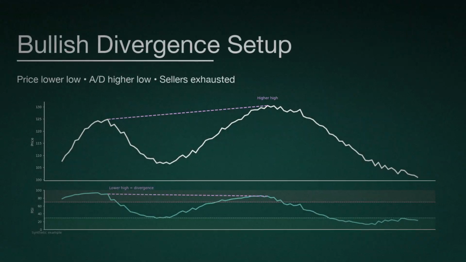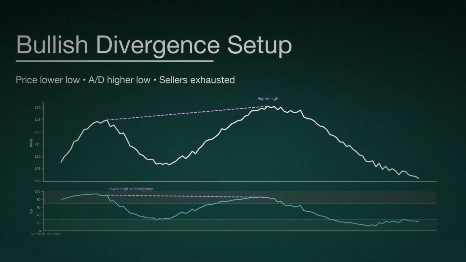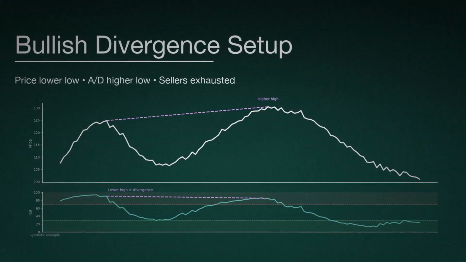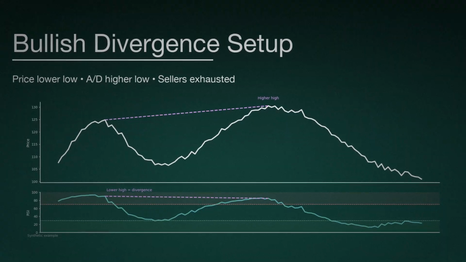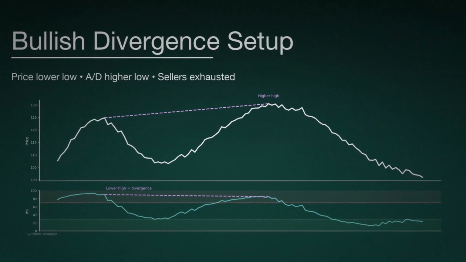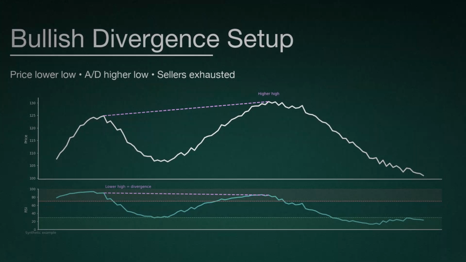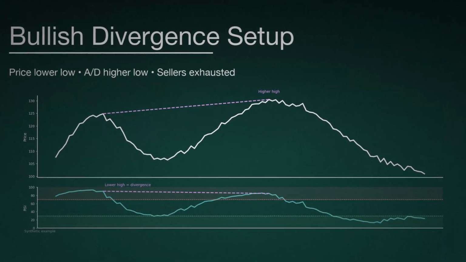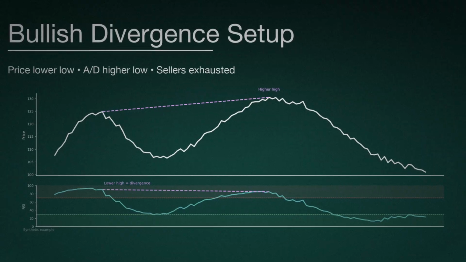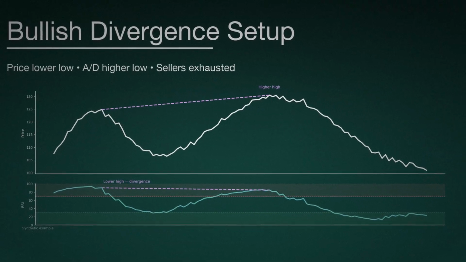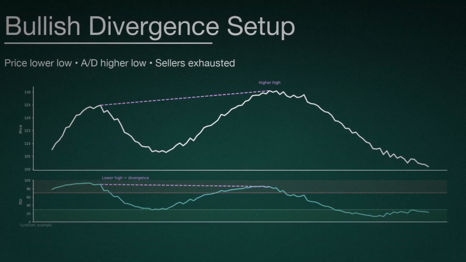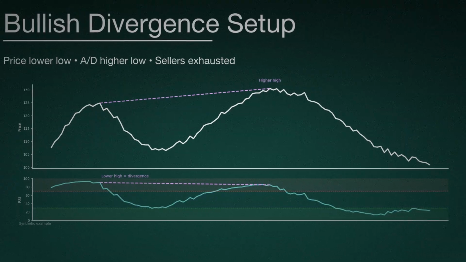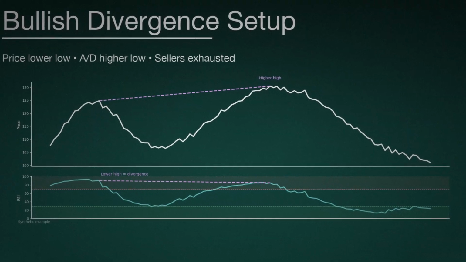This is where the A/D line earns its keep. Price prints a lower low, but the A/D line refuses to follow, carving a higher low instead. That tells you sellers are exhausted. Volume is flowing in on dips and closes are creeping back toward the highs. This is classic accumulation behavior, the footprint of bigger hands buying weakness. The reverse pattern, price making higher highs while the A/D line rolls over, is bearish divergence and often precedes distribution tops.